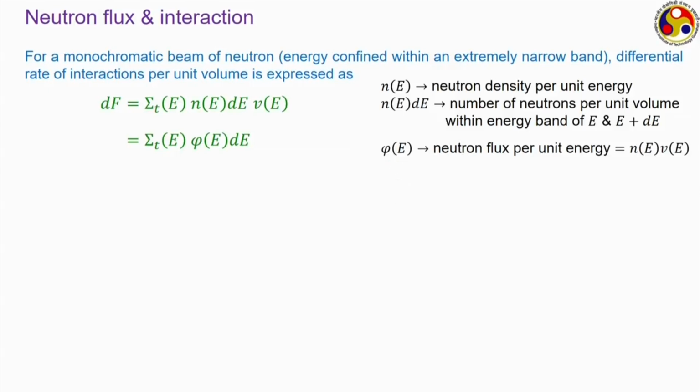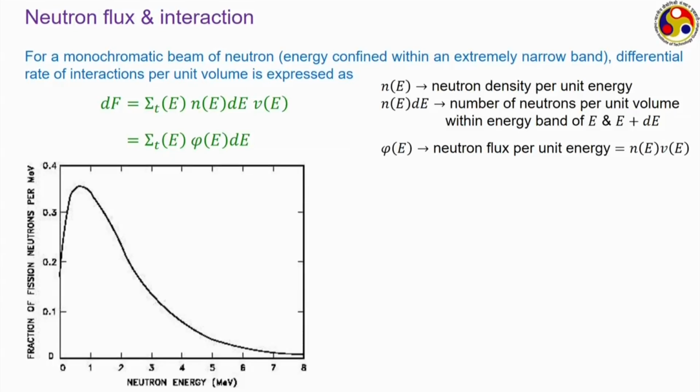So, phi E refers to the neutron flux at that particular energy level, but the fraction of neutrons appearing at a certain energy level varies very strongly with the energy. Like you can see from this diagram, at this particular energy band the neutron density is quite high, whereas at a level somewhere here the neutron density is quite low.